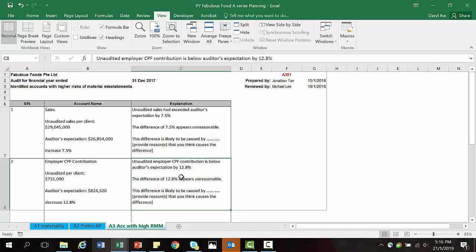This is very important to identify accounts with high risk of material misstatement, so that the auditors can focus more time and gather more evidence to reduce the risk of material misstatements in these accounts. So that is, in a nutshell, an explanation of what I as auditor have performed in these audit procedures.